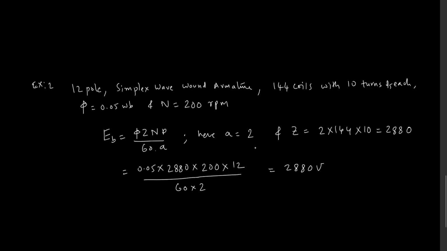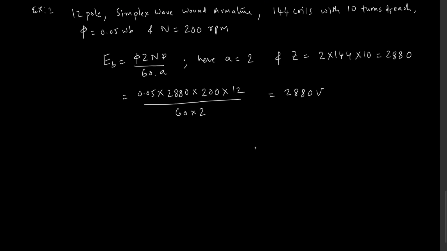Similarly, one more example: 12 poles, simplex wave wound armature. Simplex wave wound means A equals 1 into 2, that is 2 parallel paths. Wave wound has only 2 parallel paths. The number of poles P equals 12 is given, and how do I calculate Z? Z equals 2 into 144 coils and 10 turns each.